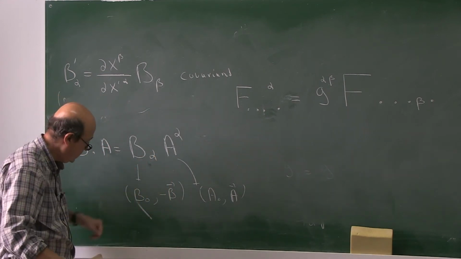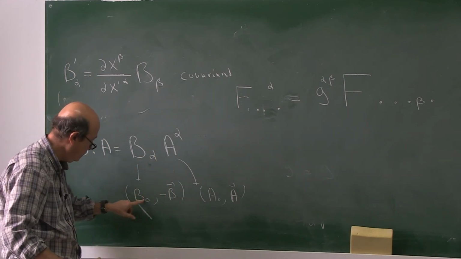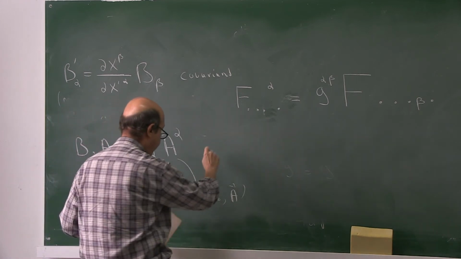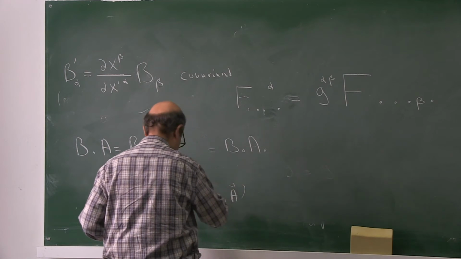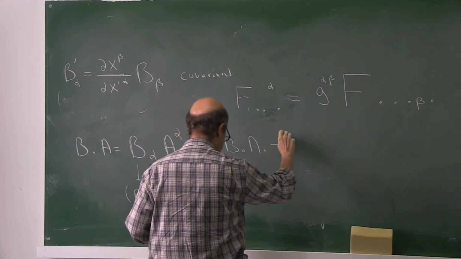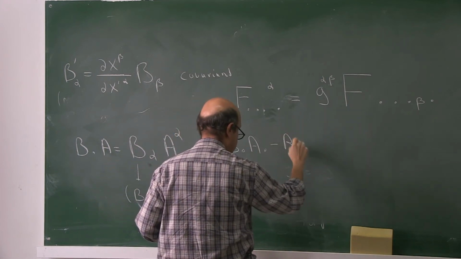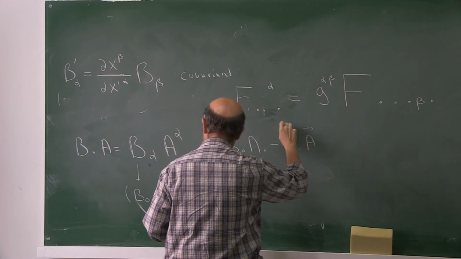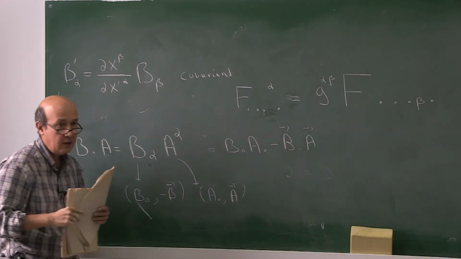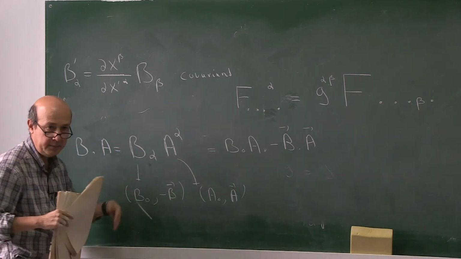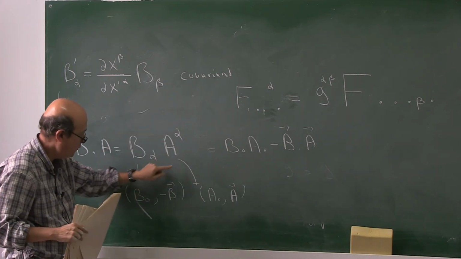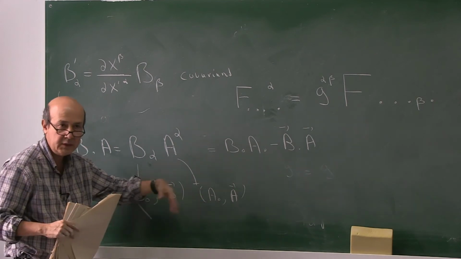If you look at this scalar product, what are you going to obtain? B0 A0, what? Minus B dot A. If you do the opposite, you will get the same thing. So if you make this upper and lower, this will be positive, this will be negative, you will get the same thing.